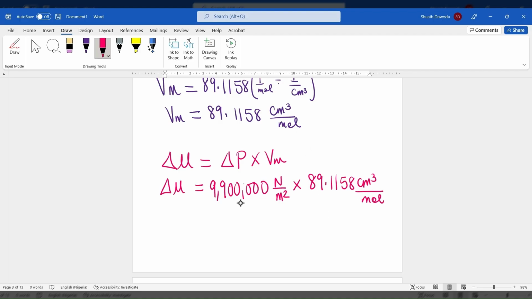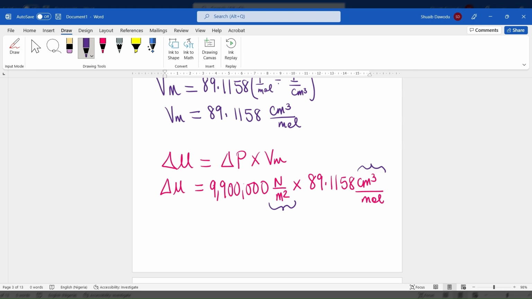Now, even though our work looks good so far, we've run into a problem. We see that the meter squared is in meter and the centimeter cube is in centimeter. So we cannot cancel out two different units. We have to either go from centimeter cube to meter cube, or from meter cube to centimeter cube.